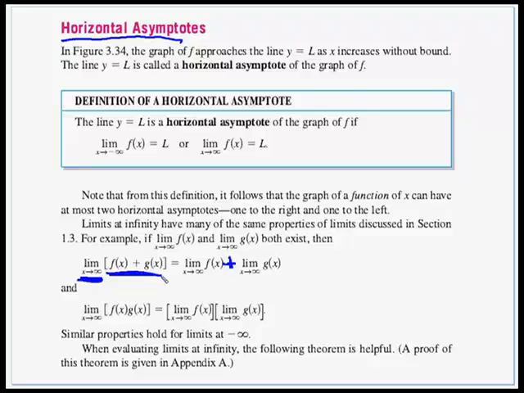We can break it apart and say the limit of the first function f of x plus the limit of the second function g of x. Those are exactly the same, again, just like the limit properties we talked about in chapter 2.